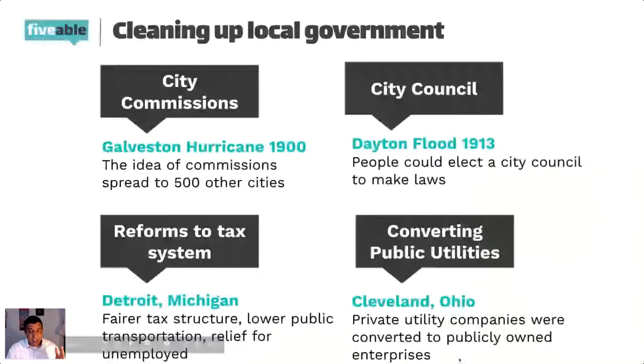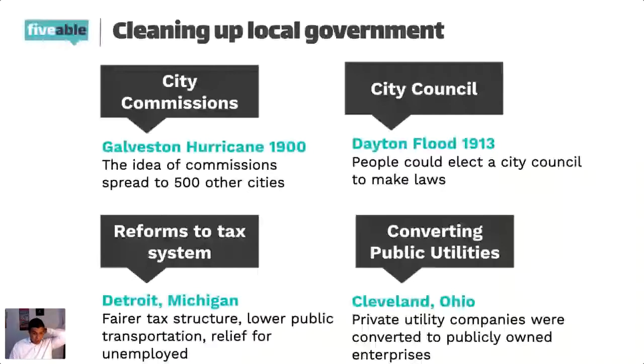And finally, in Cleveland, Ohio, they began converting all the private utilities into publicly owned enterprises. Why? Because these are public services that everybody uses. It doesn't help us if we have private companies running these public utilities. So that's one way that they started to fix local government.